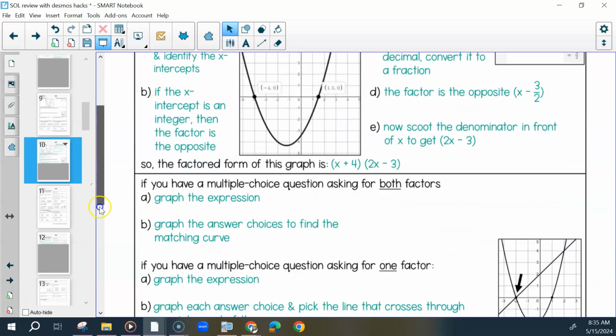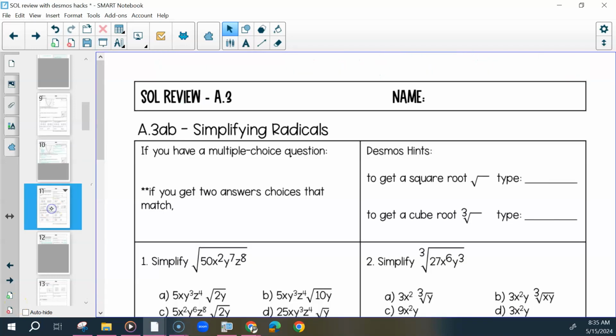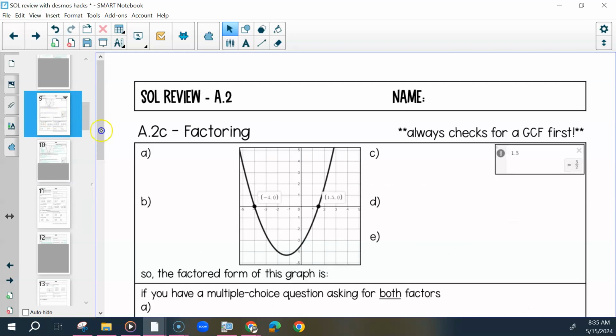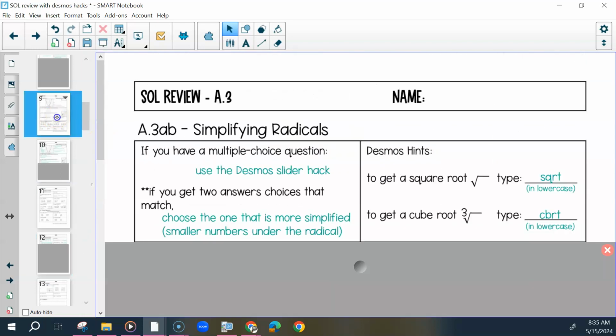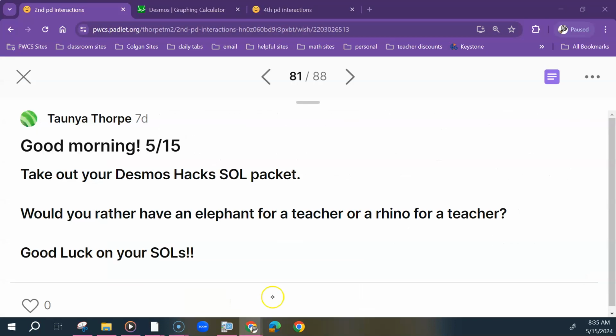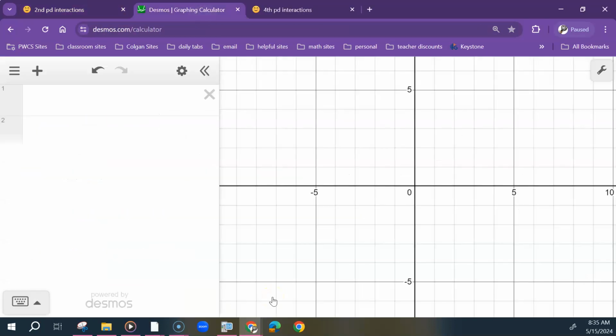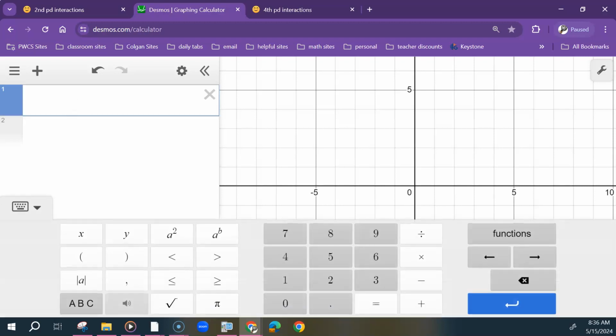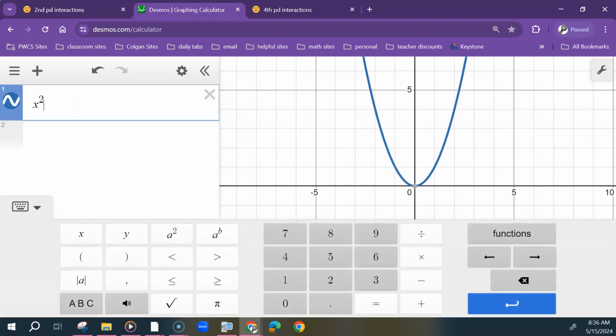Okay, so A2C numbers 22 and 23. For 22, since it is multiple choice, you can put the original into Desmos and then start putting in your answer choices. I'm going to put in all of them just to see what happens. Remember, everyone should be doing the same thing, putting in the original and then putting in the answer choices. All of your letters should be lowercase.